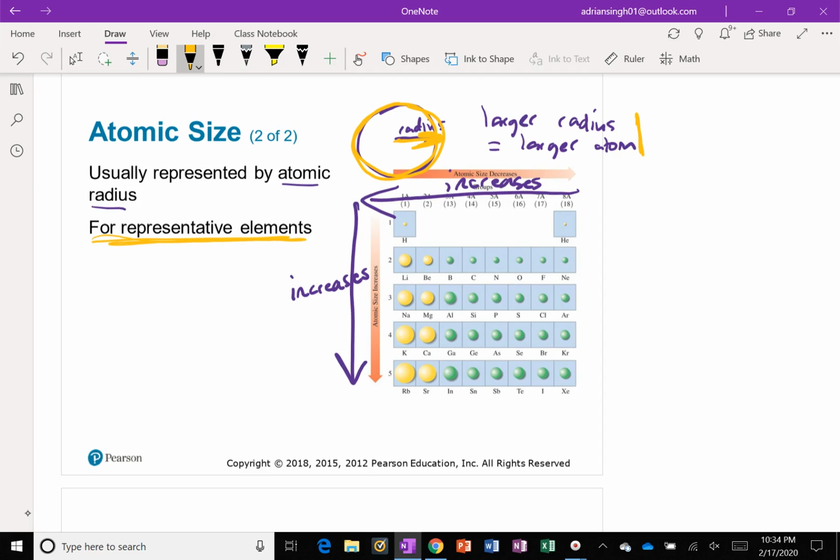So the trend is as follows. As you go from right to left across a period, the atomic radius increases, or the size increases. And then as you go from top to bottom in a group, the size increases as well. So for example, sodium is a larger atom than aluminum because sodium is further to the left. And then similarly, rubidium, Rb, is a larger atom than sodium. They're both in the same group, but rubidium is further down.